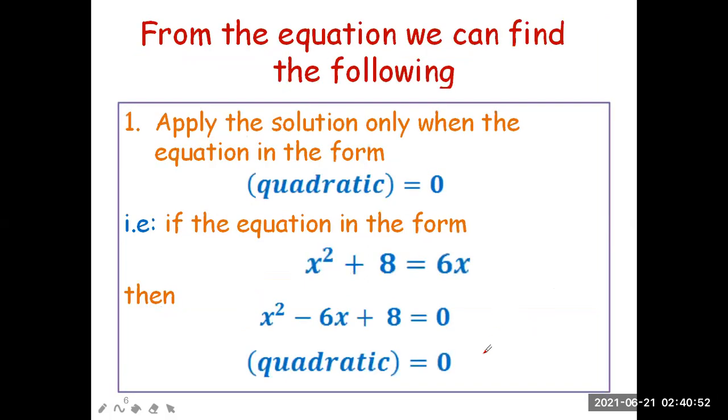From this, to start solving the equation, we first have to put the quadratic equation in the form quadratic equals 0. That means if we have any part of the equation on the right, we have to move it to the left and then equate the quadratic expression to 0 in this form.